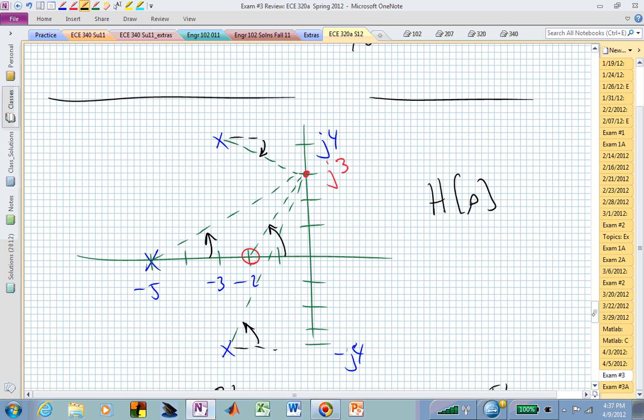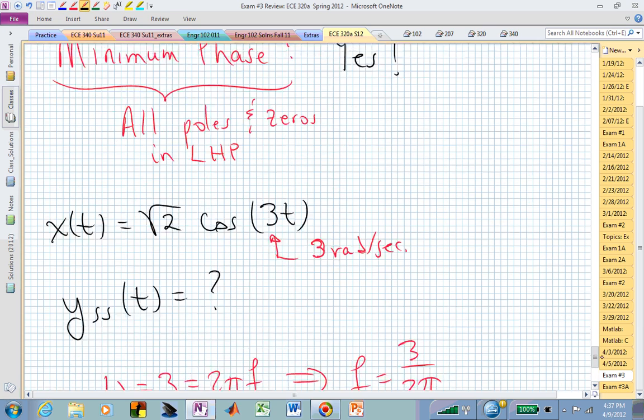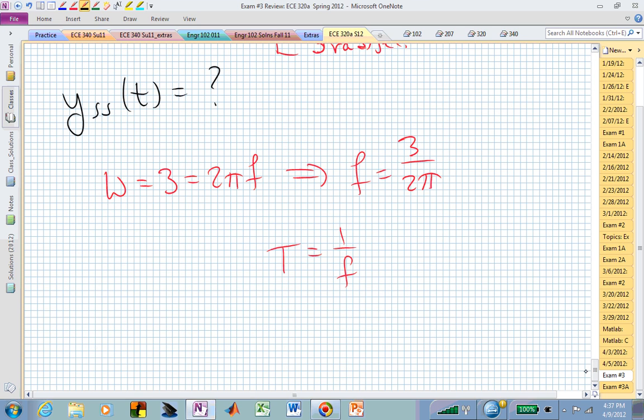And somebody would actually have to give you the DC gain before you could really find the magnitude of that transfer function. Question?